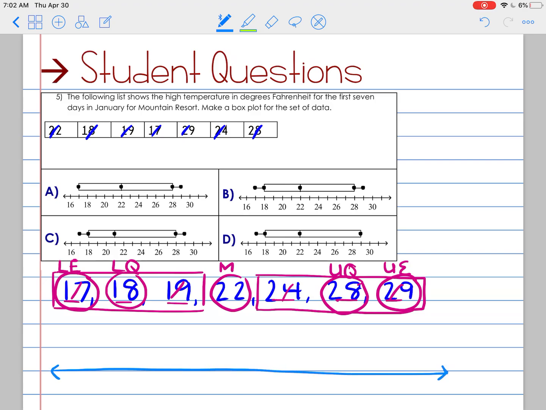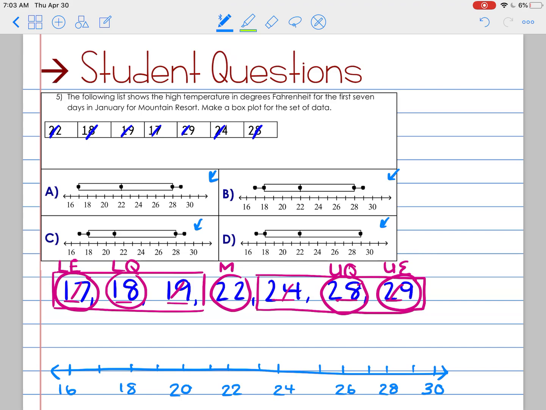And for our skip count for our number line, I'm just going to look at the answer choices that they give us. All of the answer choices look like they're skip counted by 2s, but they're actually put on there by 1s from 16 to 30. So I'm going to start here with 16, 17, here's 18, 19, 20, 21, 22, 23, 24, 25, 26, 27, 28, 29, and then 30. Okay, so I like to match my skip count to the answer choices just so my box plot looks very similar to what they have. So your number line should look like mine.